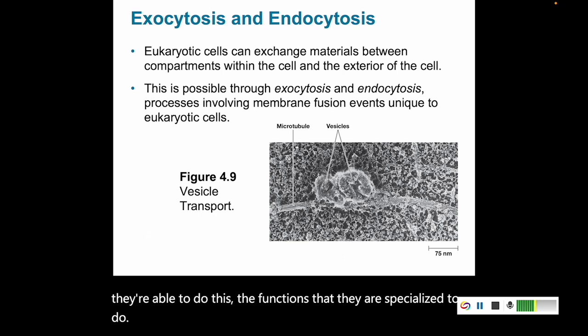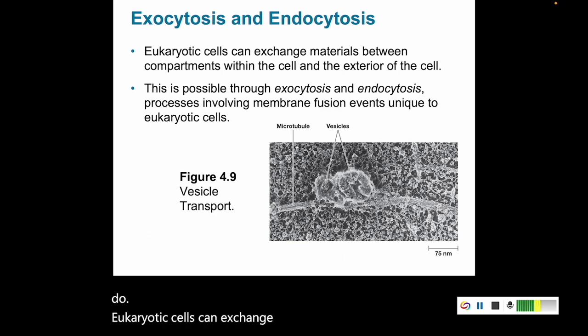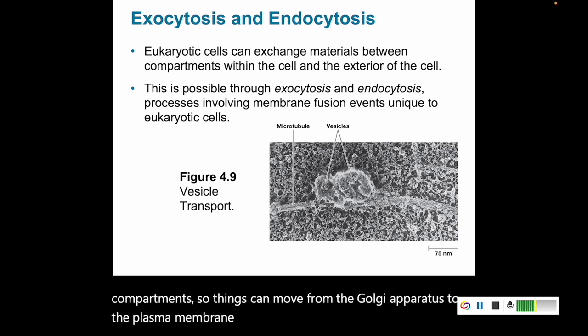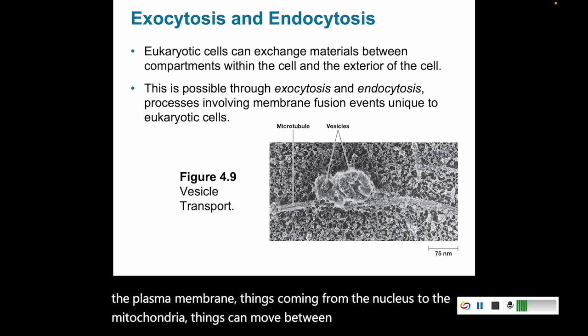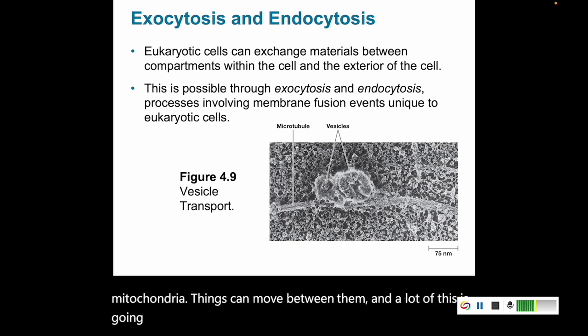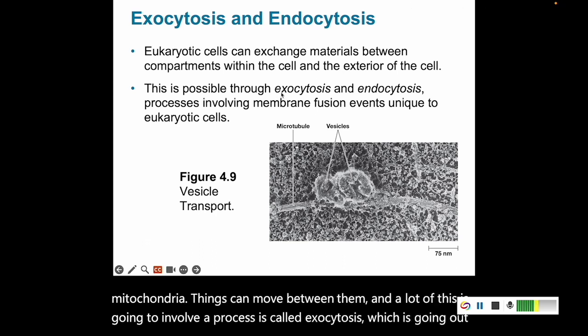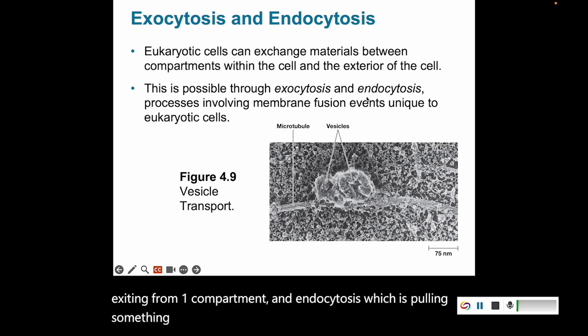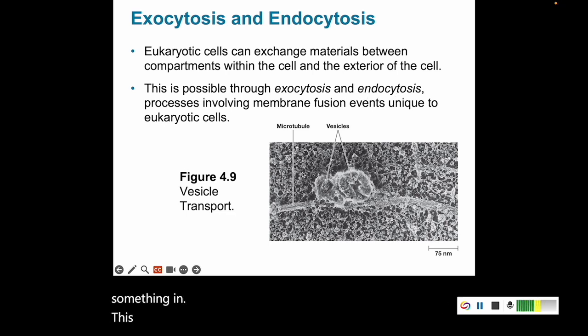Eukaryotic cells can exchange materials between those compartments, so things can move from the Golgi apparatus to the plasma membrane. Things can move from the nucleus to the mitochondria. Things can move between them. And a lot of this is going to involve a process called exocytosis, which is going out, exiting from one compartment, and endocytosis, which is pulling something in. This involves membrane fusion events.